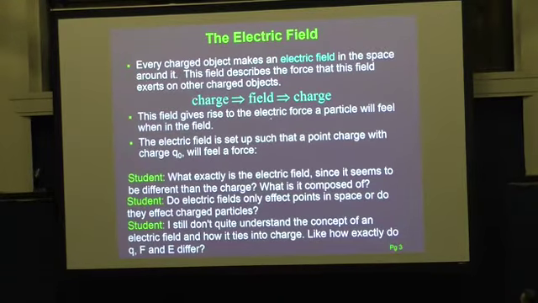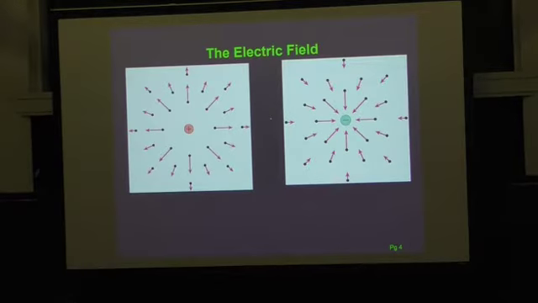And I still don't understand the concept of electric field and how it ties into charge. Like, how exactly do Q, F, and E differ? Well, they're actually very related, and we'll get into that in a second. I'll try to answer that question in a slide or two. And so here are pictures that you'll see, electric field lines. I show you some of these, and the book shows you some of these.